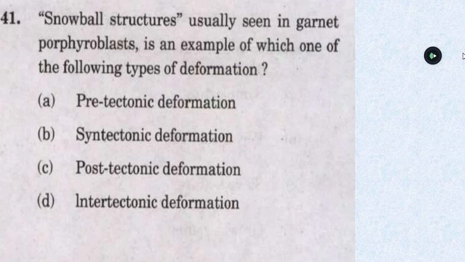Exactly. Pre means what? Before. What does tectonic deformation mean? Deformation by tectonic activity, or collision happening. So pre-tectonic deformation means before deformation. The exact meaning is that before deformation some crystal growth happens. That is called pre-tectonic deformation. Syn means same time.